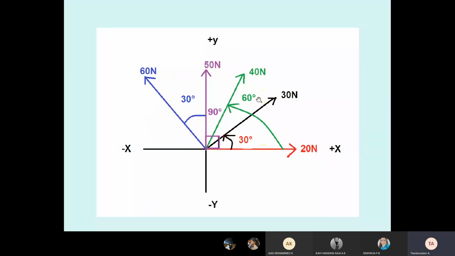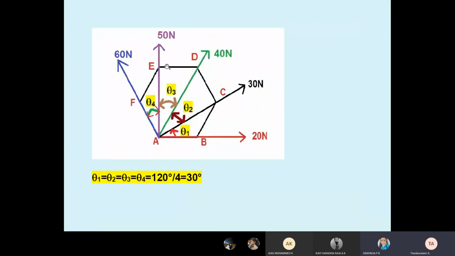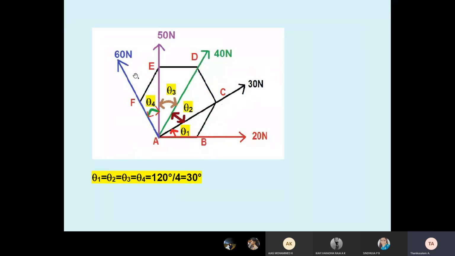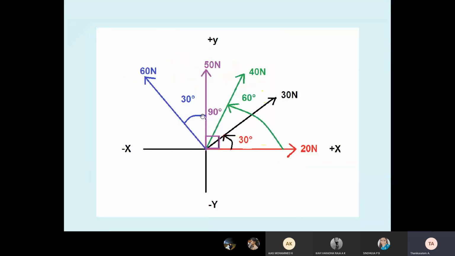Class representative, do you understand how you get the 60 degrees? Yes, sir, 30 plus 30. The 50 Newton force automatically goes perpendicular: 30 plus 30 plus 30 is 90 degrees. That's why I marked it 90. Sometimes there is no need to mark it, as it is understood. Now see the 60 Newton force with respect to the 50 Newton perpendicular. The angle is 30 degrees, so I marked it with respect to the y-axis, 30 degrees. Do you understand how that is? Yes, sir.